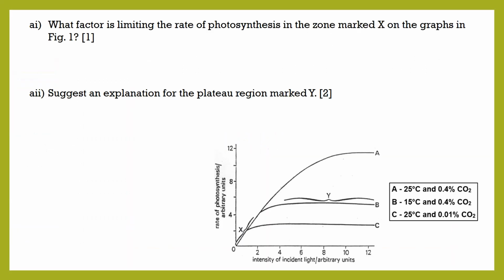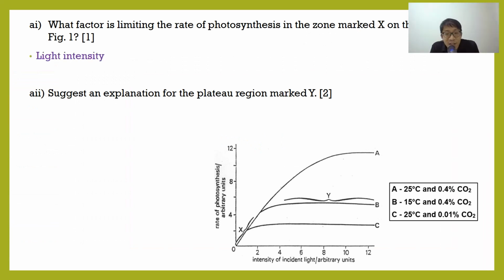Alright, next up we look at structure question 3. The limiting factor in the zone marked X obviously is light intensity, because for X, when light intensity increases, the rate of photosynthesis also increases. So whatever increases causes the rate of photosynthesis to also increase. That would be the limiting factor. So in this case, it's light intensity.